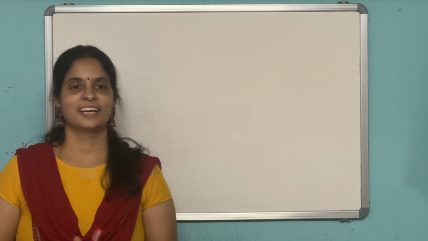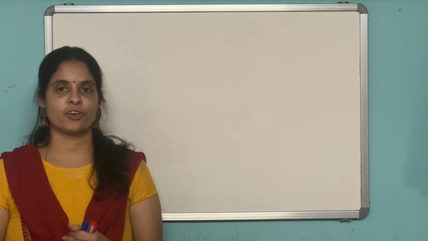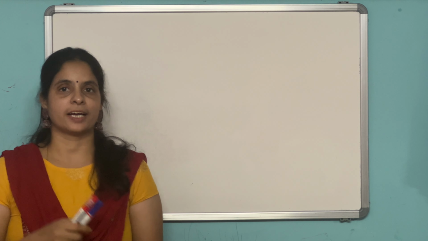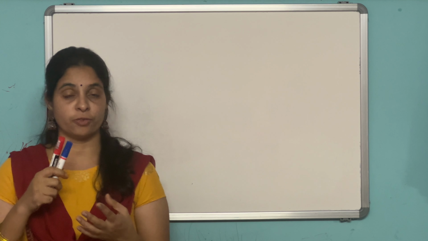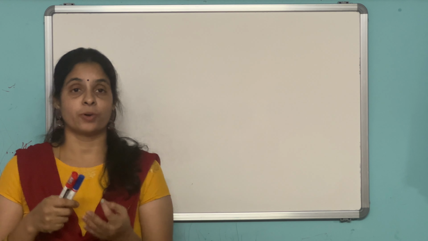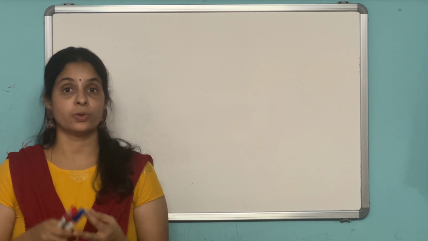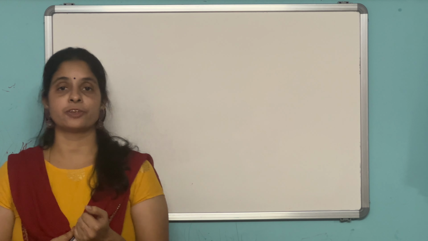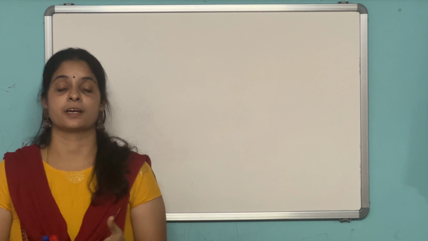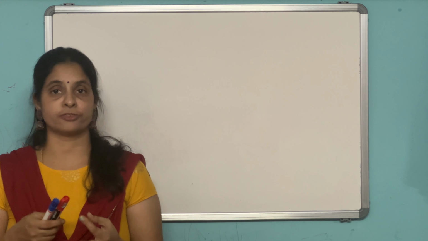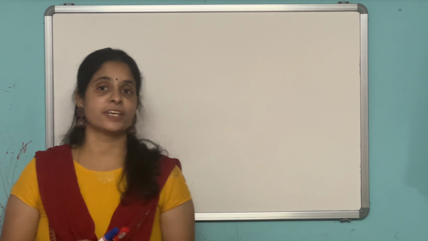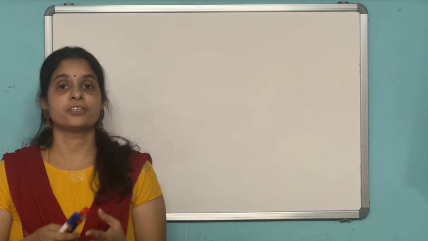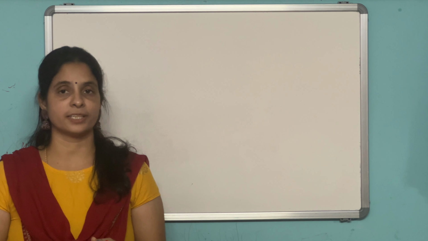Hi students. Today it is the continuation of hybridization. In the previous videos we have discussed the types of hybridization, what hybridization is, the geometries, and how to find out the hybridization. Now here I would like to discuss the shapes. I told you geometry is different from shape. In this video we will discuss how to predict the shape of a molecule or ion.